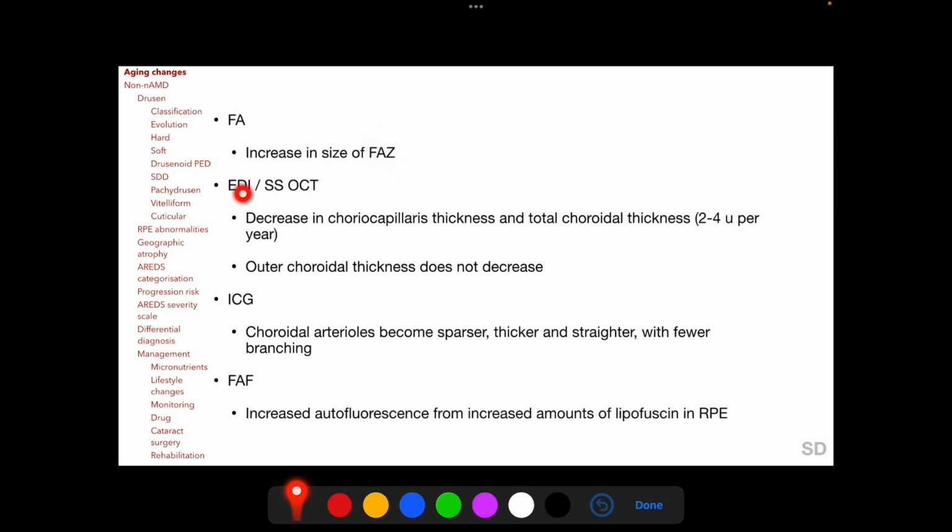On enhanced depth imaging or swept source OCT, there is decrease in choriocapillaris thickness and total choroidal thickness, but outer choroidal thickness does not decrease. On indocyanine green angiography, the choroidal arterioles appear fewer in number, thicker and straighter with fewer branching, and on fundus autofluorescence, there is increased autofluorescence from increased amounts of lipofuscin in retinal pigment epithelium.